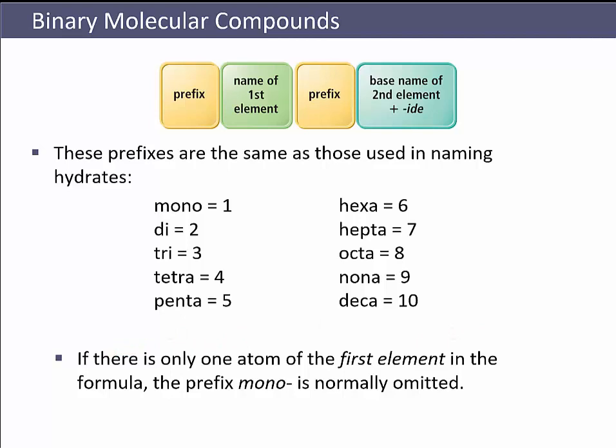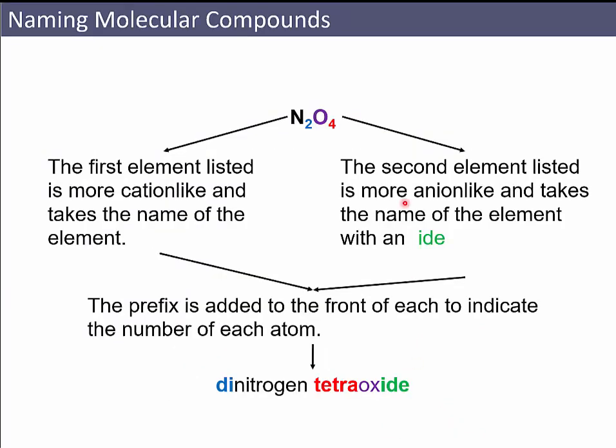So N2O4: the first element is listed as the more cation-like, further left. The second element is more anion-like, and you stick the -ide ending on it. Then you add a prefix to indicate the number of each atom. So dinitrogen tetroxide, with the -ide ending on the second element.